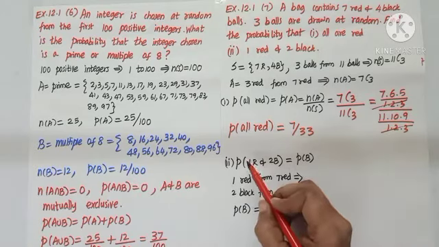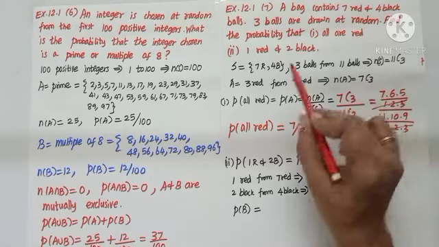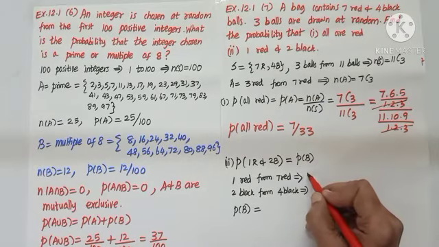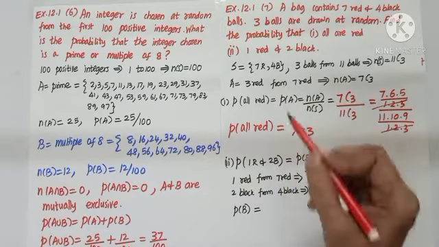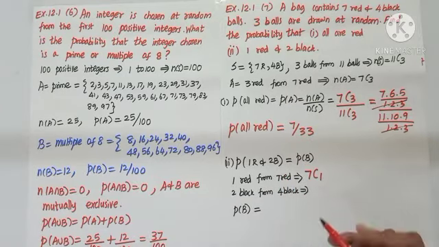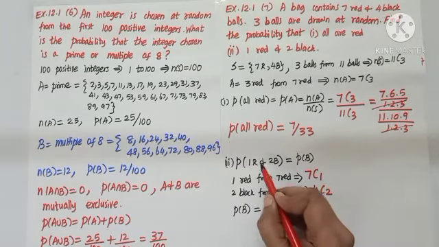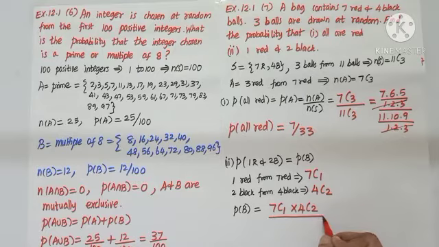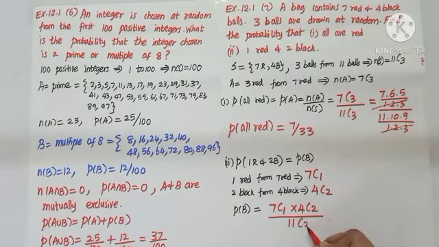Now the second subdivision is 1 red and 2 black balls. How many red are there? 7. From 7, I want 1. The number of ways is 7C1. 2 black from 4 black. 2 from 4, I will write 4C2. Together, I want red and black, so let me multiply. It is 7C1 into 4C2 divided by the denominator, N of S, that is 11C3.